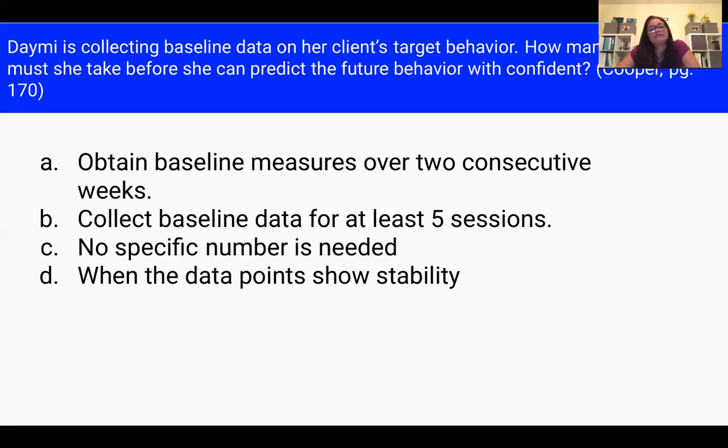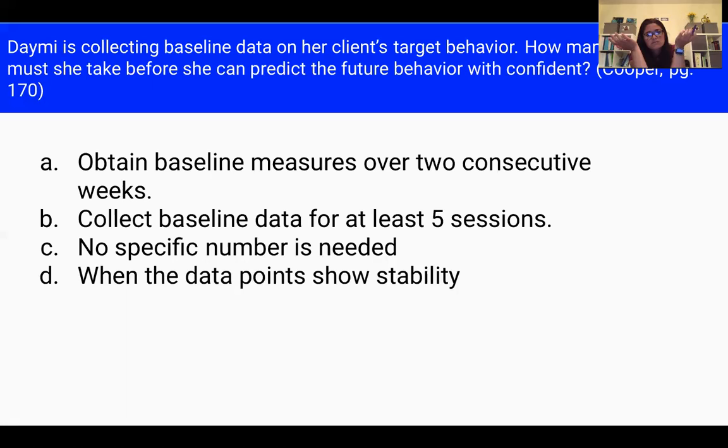What I read from Cooper doesn't specify a number, but it does say, for instance, let's say in this question, I would add it needed to have stability, and it would have 3 consecutive points, or 5 consecutive points. You go with the one that has the most consecutive points, that's the one that has the most stability.